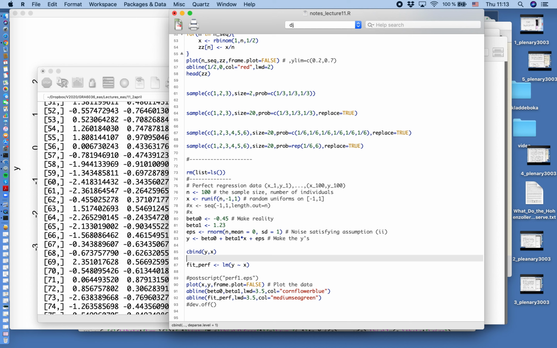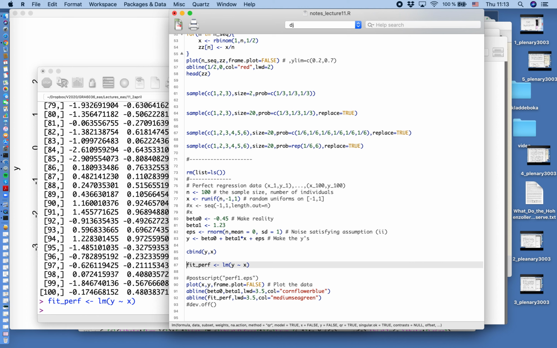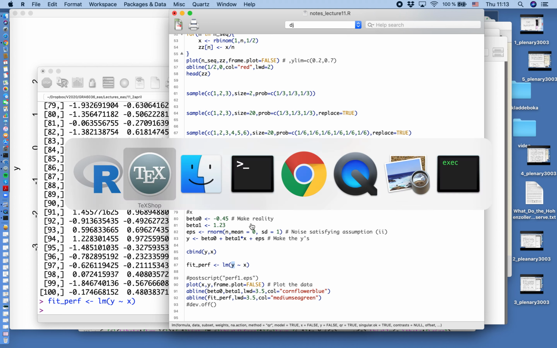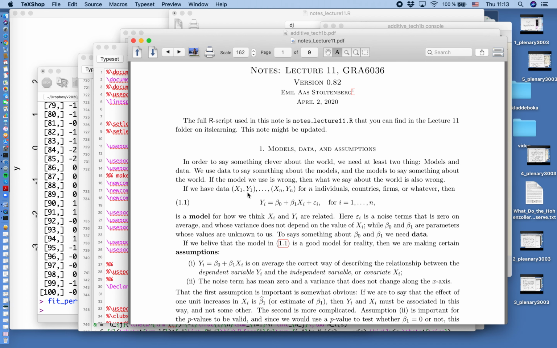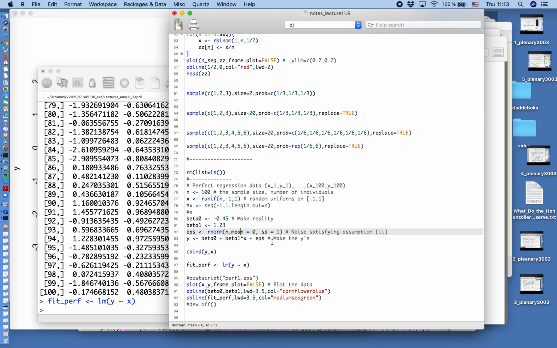Okay, so let's now suppose that we only know y and x, and we are now to estimate the unknown parameters. Well, they're not unknown to us because we made them here, but now we act like they are unknown, so we fit this model. The reason for calling this fit perf, or fit perfect, is because we're fitting this model to the xy regression data, and since we simulated these data, we know that this is the perfect model. It's the correct model.